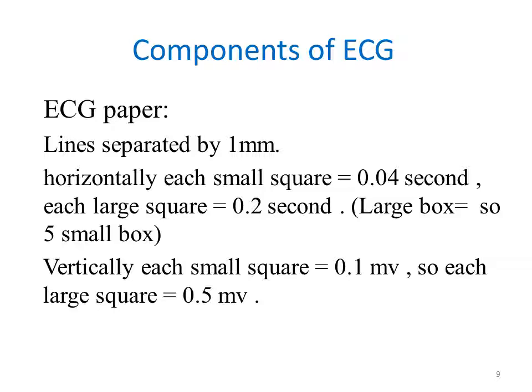Vertically, each small square equals 0.1 millivolt, so a large square equals 0.5 millivolt. 1 millivolt is 10 small squares.